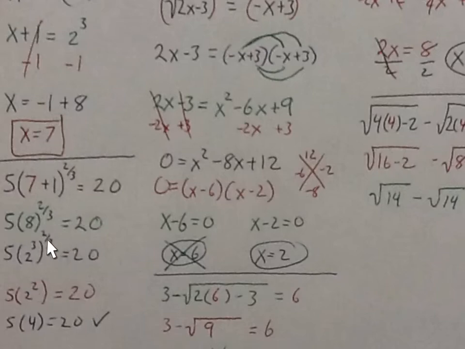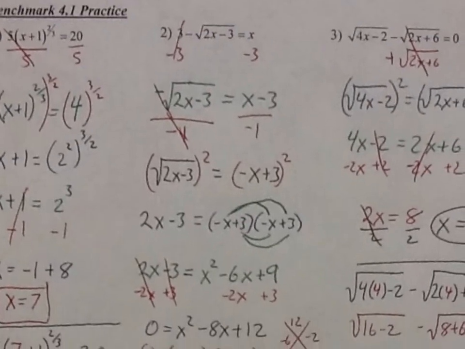The check worked out. Now, instead of doing this with fractional powers, you could have also written this as the cube root of 8 squared. And the cube root of 8 is 2, which gives you 2 squared. So it all depends on how you want to rewrite these to plug them in. It can be a little tricky. But 7 is, for sure, an answer to this problem.